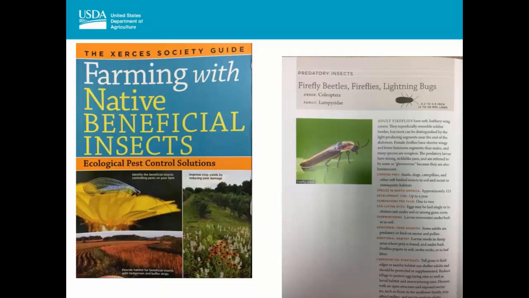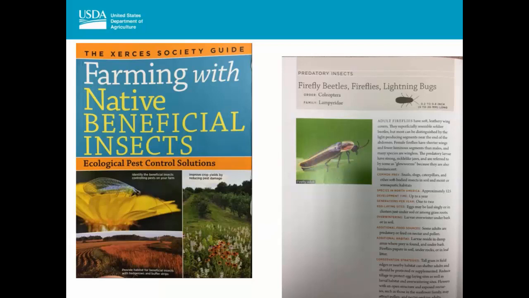So when I did that, all of a sudden I started seeing a lot more lightning bugs and fireflies. And at the same time, I used to have a lot of slugs. I don't have slugs as a problem much anymore. I haven't had in many years. But I do see a lot of fireflies at night.